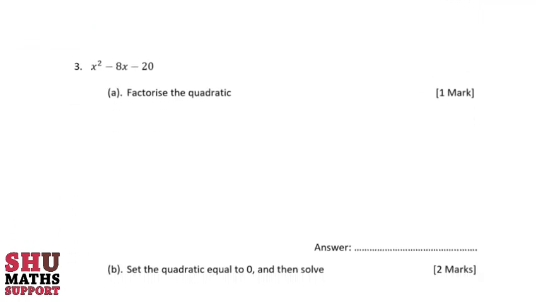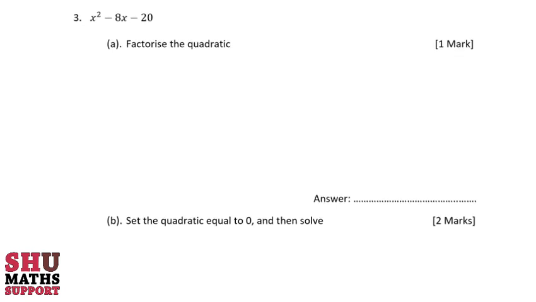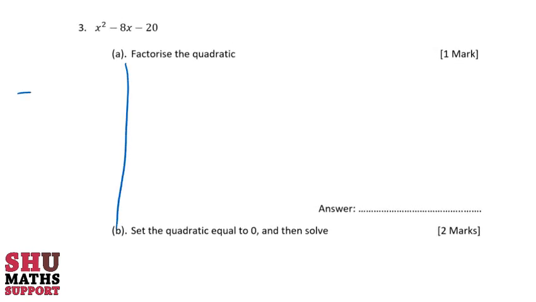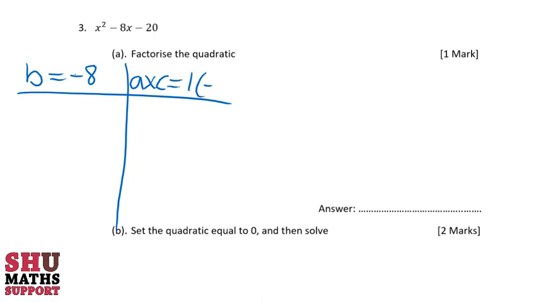So the next question we have is x squared minus 8x minus 20, and we're asked to factorise the quadratic. So we'll start off just by making our table. We have b is equal to minus 8, and a times c is equal to 1 times minus 20, which is equal to minus 20.